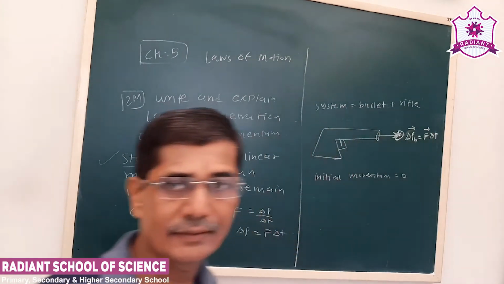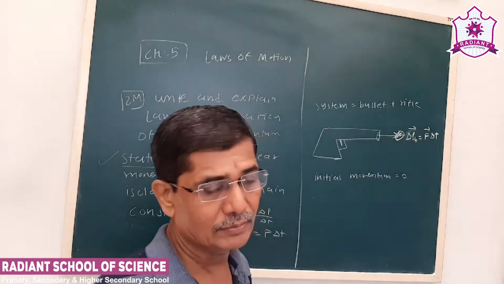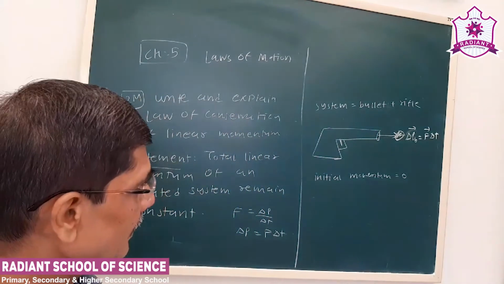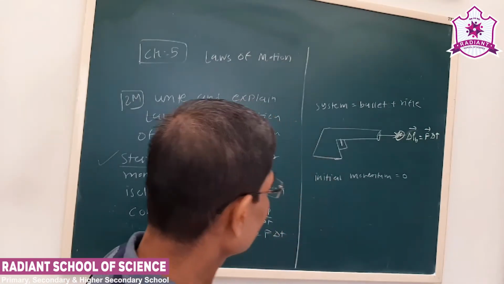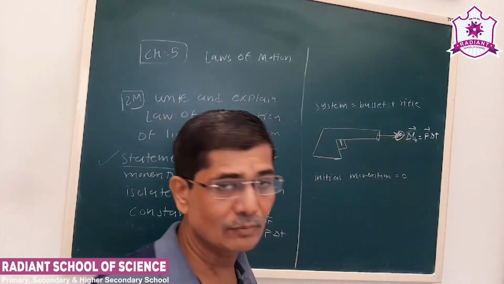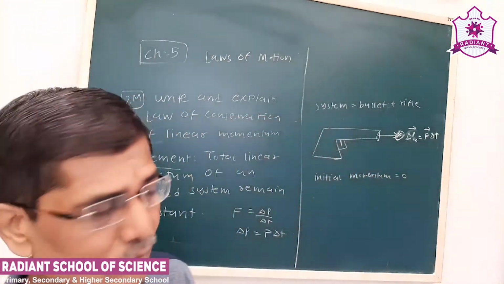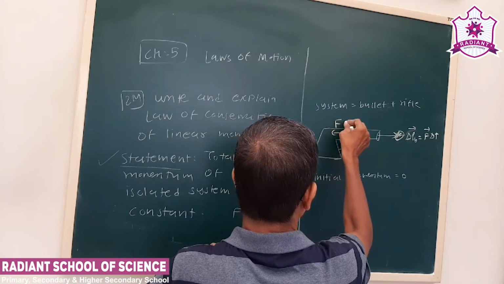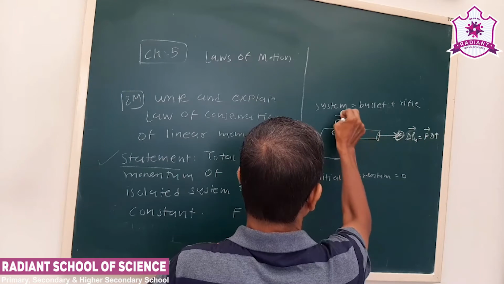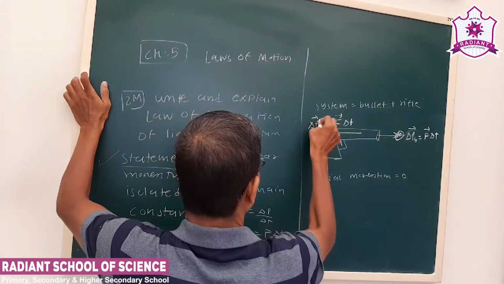Here we'll be taking help of the third law also. Now see the reaction, that is called the recoil of the rifle. Initial momentum is 0. Now the bullet is fired, so the change in momentum of the bullet is delta PB, where B stands for bullet, that is F into delta T. Now the reaction F delta T will be equal to delta PR.